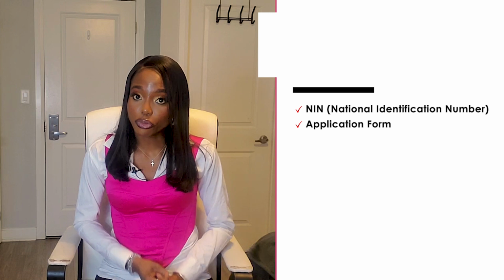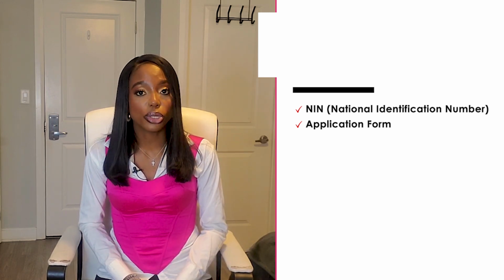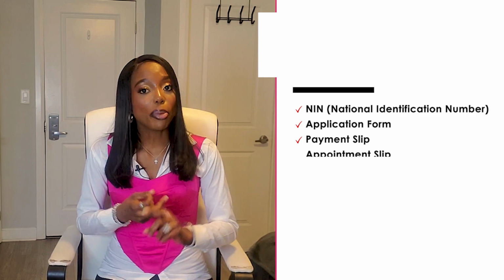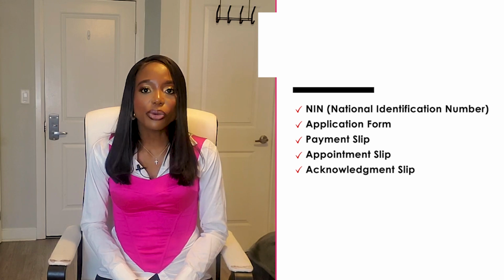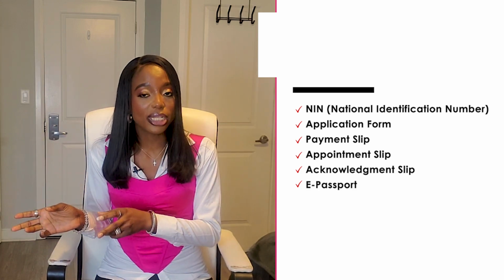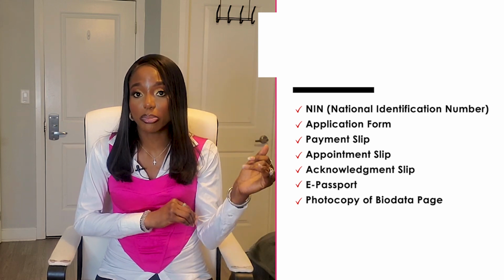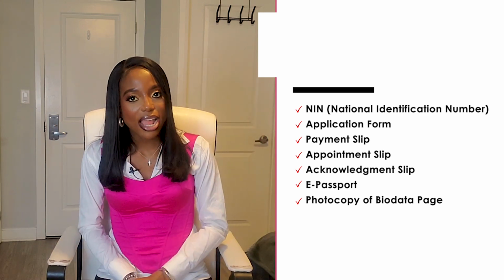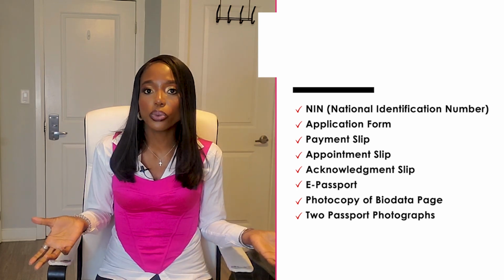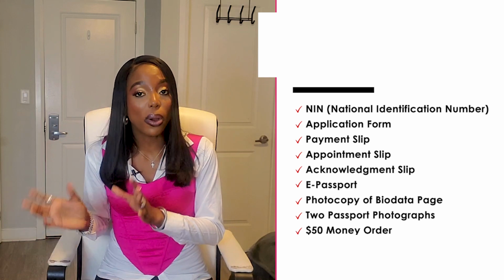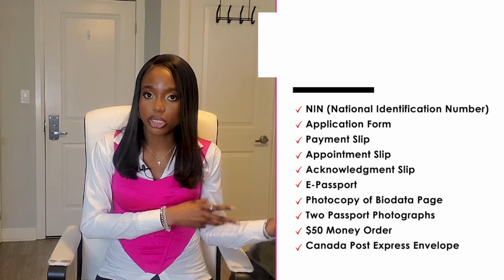Then your application form, you want to print it out and go with it. You also want to print out your payment slip, appointment slip, and acknowledgement slip as well. Then you want to go with the old passport. You want to go with the biodata page printed out, a photocopy of the biodata page printed out. And then you also want to go with 2 passport photographs. The last 2 things to go with is the money order or administrative fee and the Canada Post Express envelope.